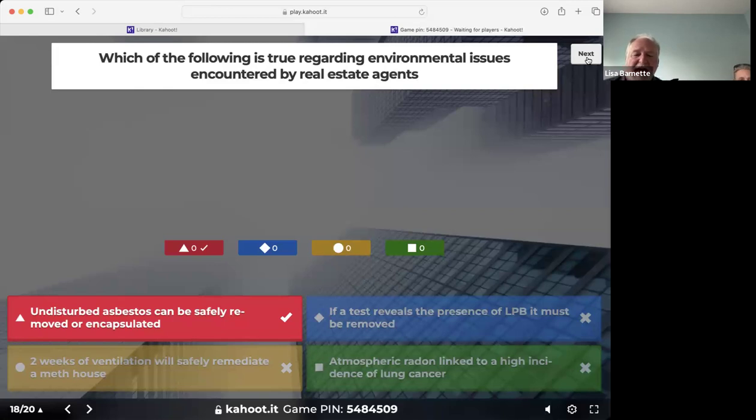And then the final one, atmospheric radon linked to a high incidence of lung cancer. The point we were going to there is radon in itself is not good, but radon's only a problem if it's in an enclosed environment. If it gets out in the air, it dissipates harmlessly in open air. So atmospheric radon's typically not going to be an issue. I think that one confused me when I read it the first time. Yeah, so we put the right words in there, and then we just took a little curveball on it.